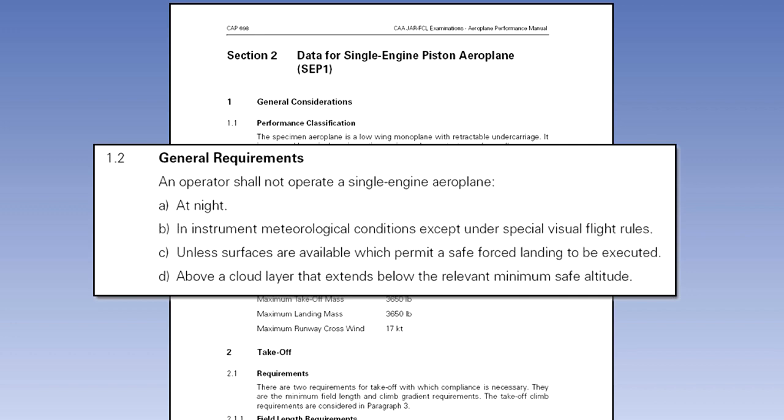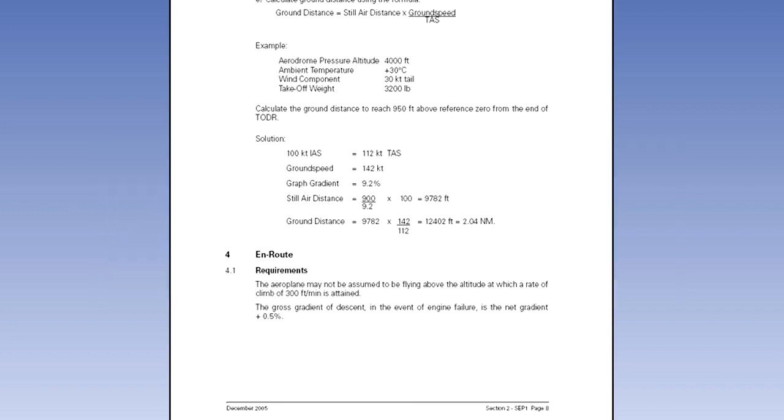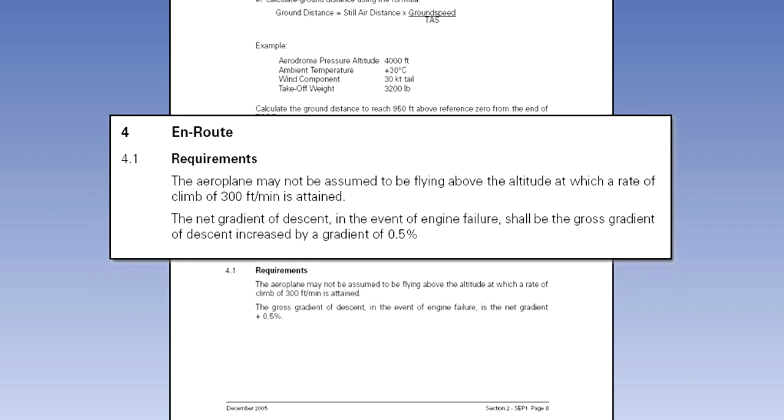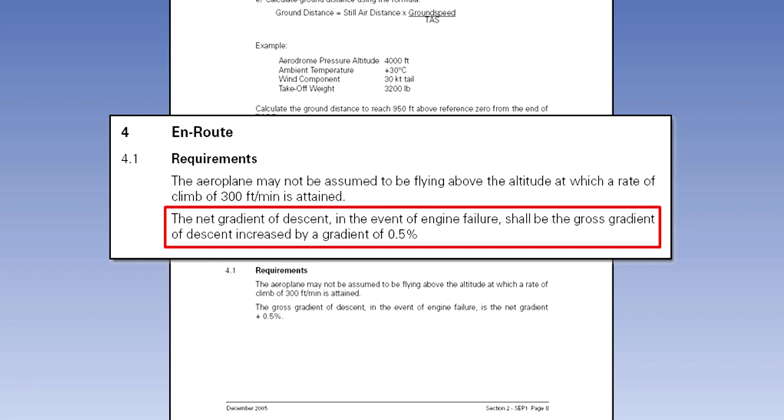However, the other regulations about complying with this rule are a few pages further on. You will find the remaining en route requirements at the bottom of page 8 of section 2. The first part of the regulations to be found here states that the aeroplane may not be assumed to be flying above the altitude at which a rate of climb of 300 feet per minute can be achieved. Underneath that rule, you can see the requirement which states that the net gradient of descent, in the event of engine failure, is the gross gradient plus 0.5%.